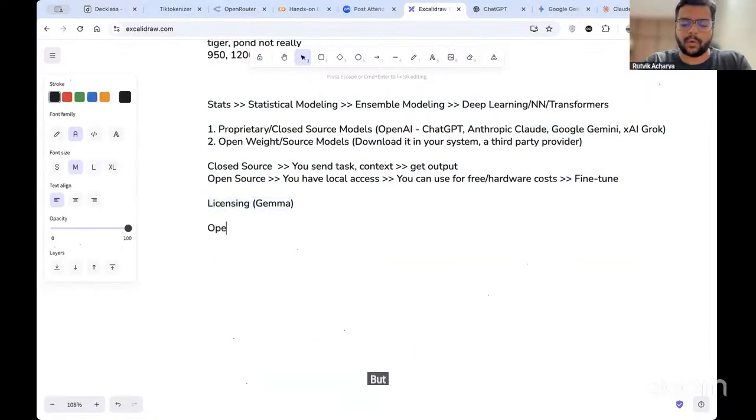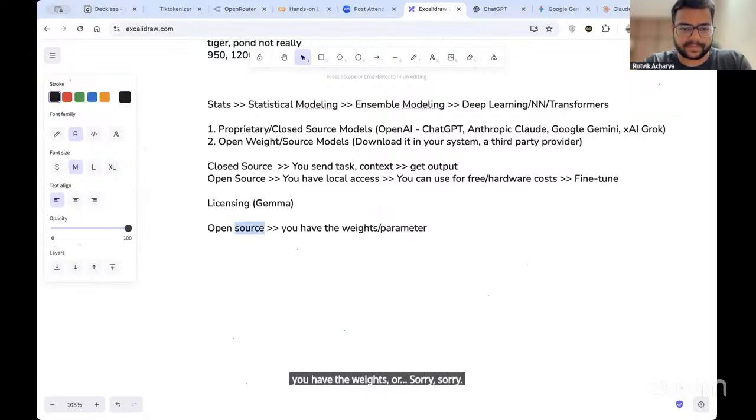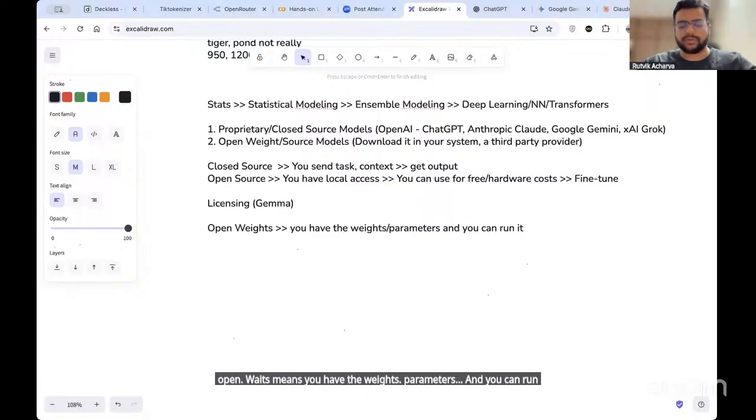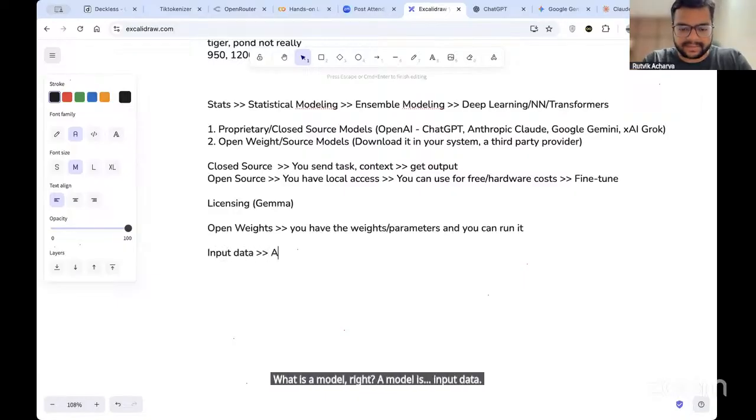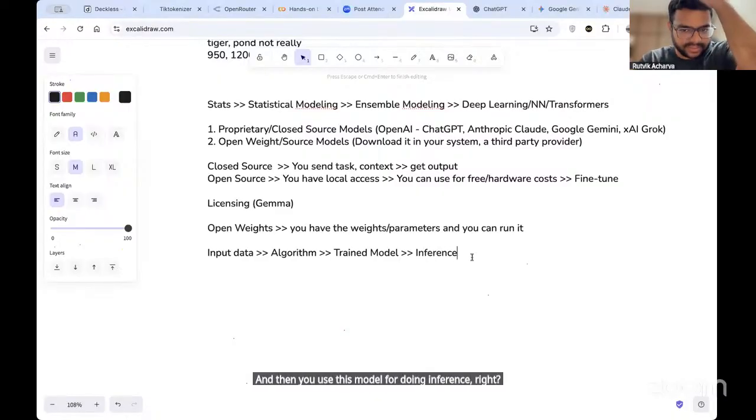But open source means you have the weights, or sorry, open weights means you have the weights, parameters, and you can run it. That's all. Like, you are not aware of what was the training data. If any one of you has a background in data science or machine learning, what is a model, right? A model is input data, then there is an algo, and then there is a trained model, and then you use this model for doing inference, right? That's all there is to it.